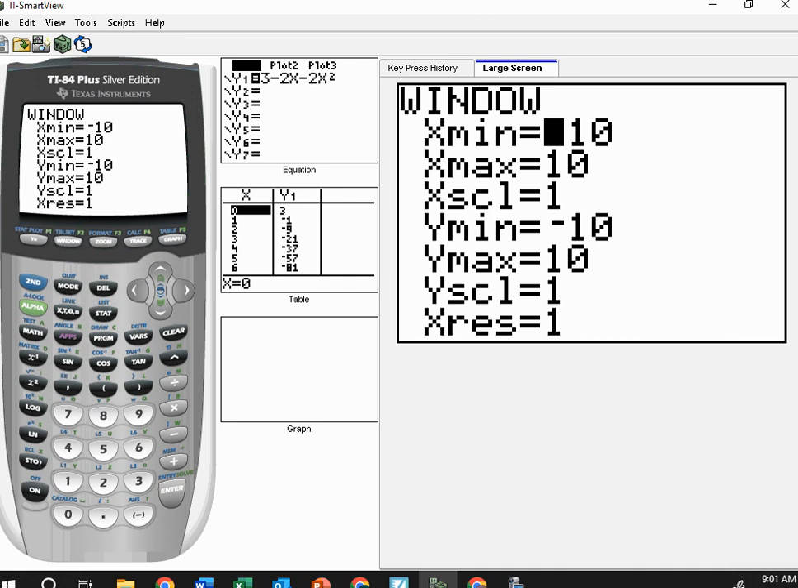X max, we're talking about the time here. We know it takes 22 seconds to do a full revolution. So I'm going to put in maybe 25 seconds for my X max, just so I can see for sure one full cycle of the graph. And then for the Y min, again, -10 is fine. How high up does this Ferris wheel go? Like, what's the maximum height? 55. So I'm going to put in, say, 60, because I don't want the graph running into the top of the screen. So I'll change that to 60. And then I'm going to hit graph.